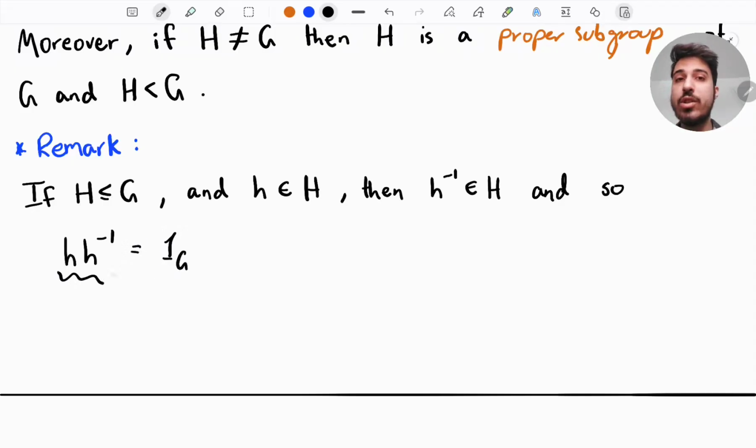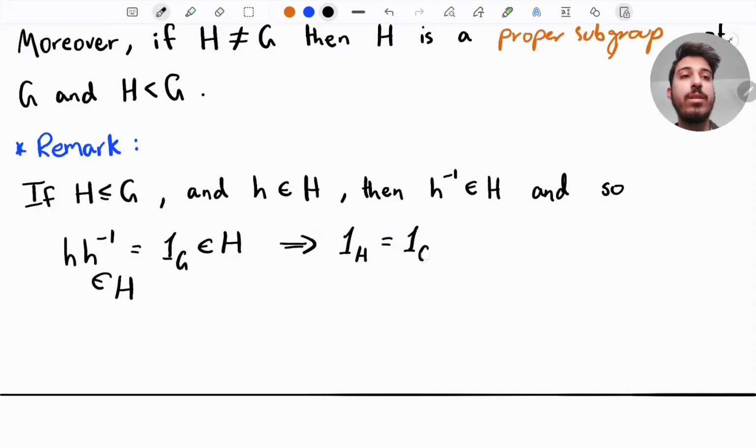But h times h inverse, by another property, we know it is inside H because H is a subgroup. So that means that 1_G is also inside H. So because the identity is a unique identity, there are no two different identities, we must have that the identity of H is equal to the identity of G. So in any subgroup, we always have the identity of G inside.